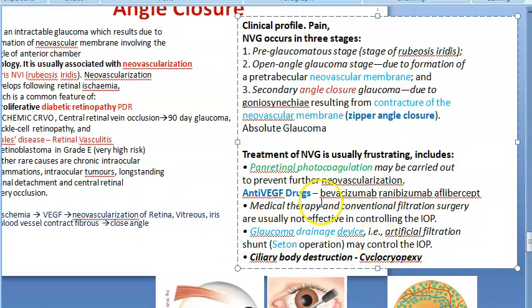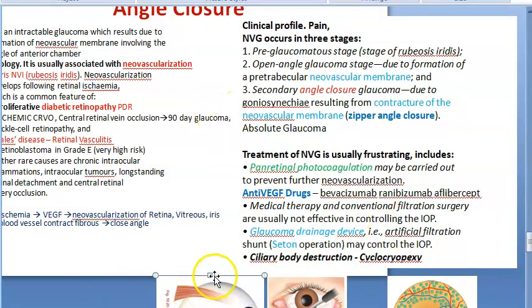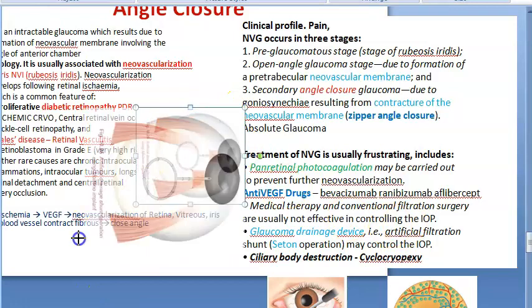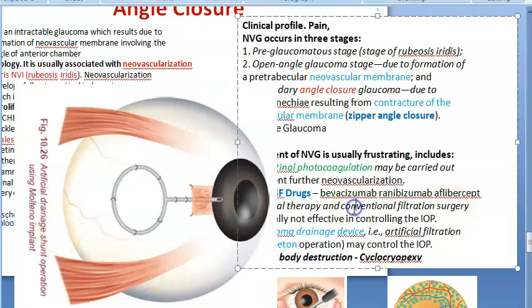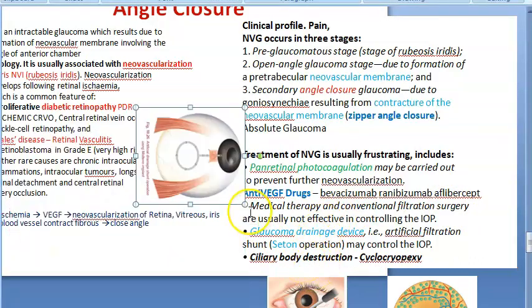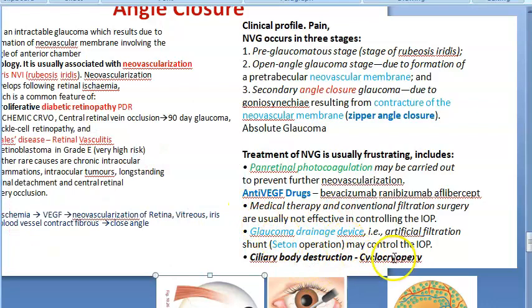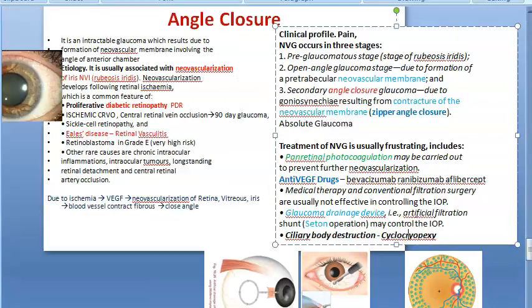And then you have the treatment mentioned here. Pan-retinal photocoagulation, anti-VEGF drugs like bevacizumab, ranibizumab, aflibercept. Then they are giving conventional filtration surgery, etc., medical therapy, anti-glaucoma drugs. Then they are giving glaucoma drainage devices, Seton, right? What is the name for that? There is some name, right? This is the Molteno implant, right? Molteno. Then you have cyclocryopexy. Okay. That's it, guys.